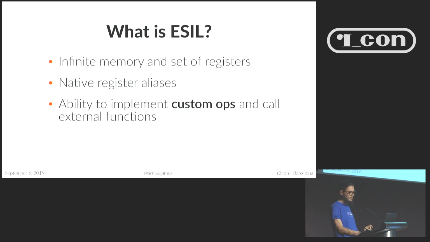And in the case of ESIL, we have infinite memory and a set of registers. That is the definition of ESIL. And we have something that is quite cool, in my opinion, which is native register aliases. That means if we are emulating, for example, some x86, the register names are totally arbitrary, but the aliases that Radare2 will give to them will be the familiar register names that we are used to with that architecture. So we will be seeing EAX, EBX, ESP, and so on. For example, if we are emulating ARM, we will see the usual register names for ARM.